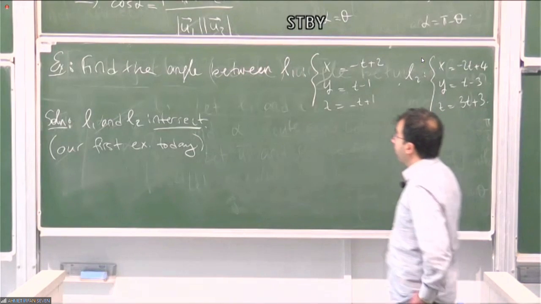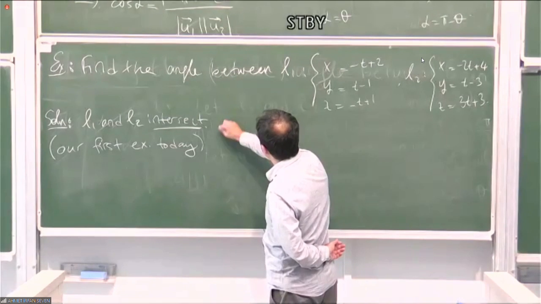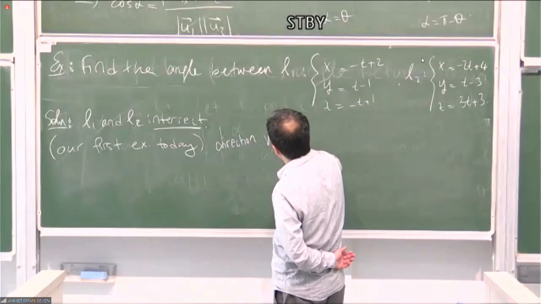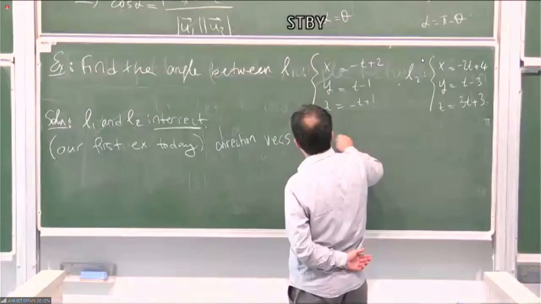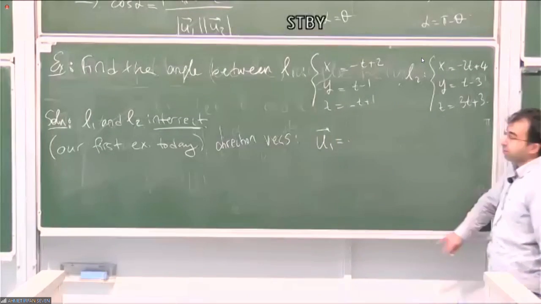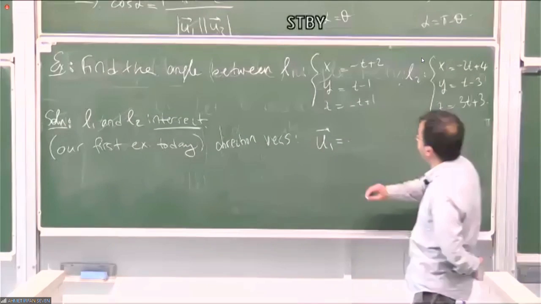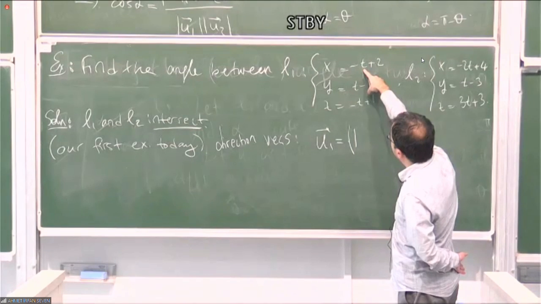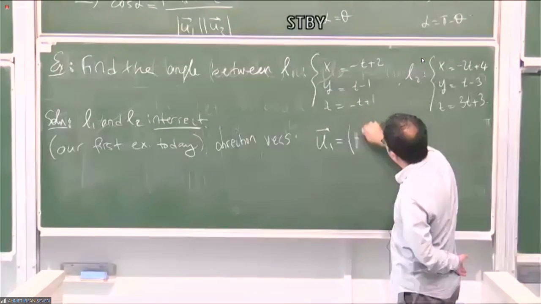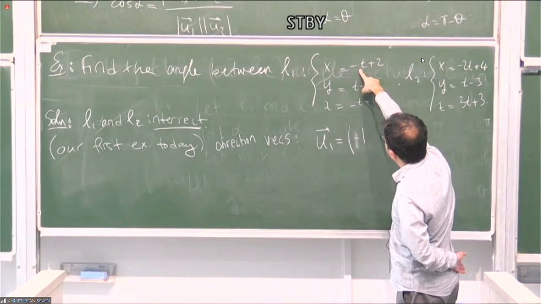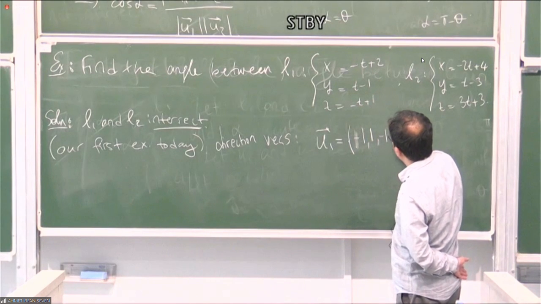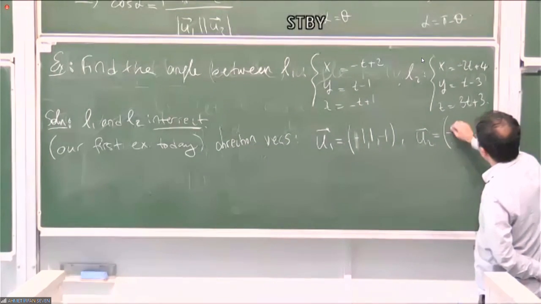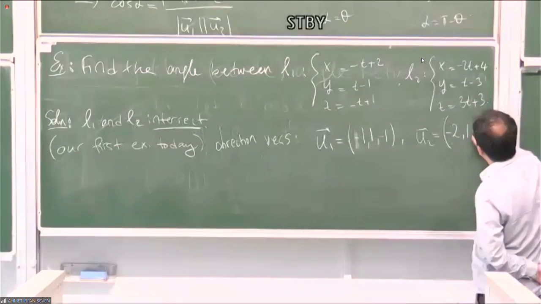Okay, let's now write the direction vectors, which I will get by looking at these parametric equations. You know, I take the numbers in front of the parameter. The direction vector for L1 will be minus 1, 1, minus 1. The direction vector for L2 will be minus 2, 1, 3.